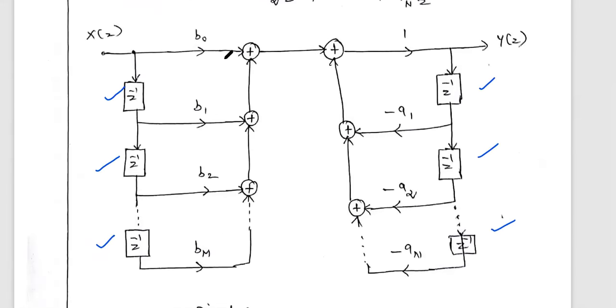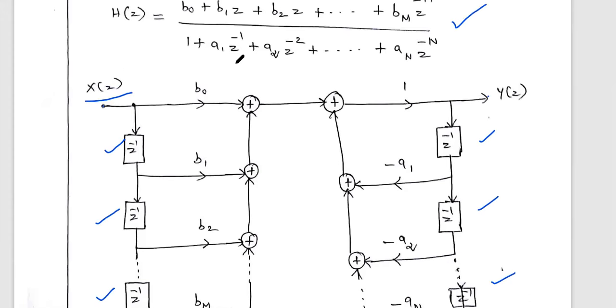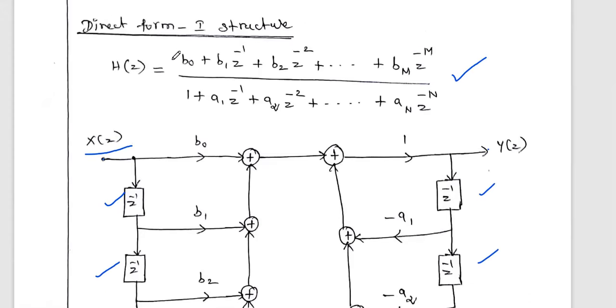So this is the direct form 1 structure of this IIR system. Here, this is the input, x of z, this is the input line, and this is the output line, y of z. In this half diagram, x of z is given to a series of delay elements, z inverse blocks. Then the first x of z is multiplied with the coefficient b naught. Which one is b naught? In the H of z equation, the numerator's first term is b naught, the second term is b1 z inverse.